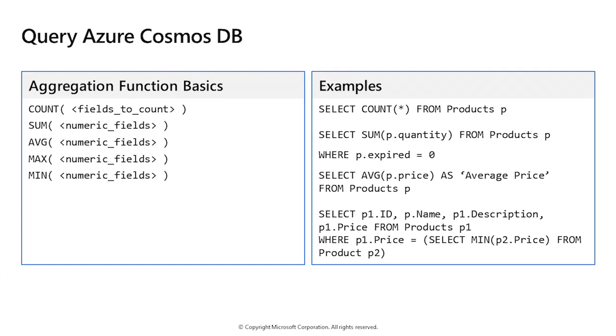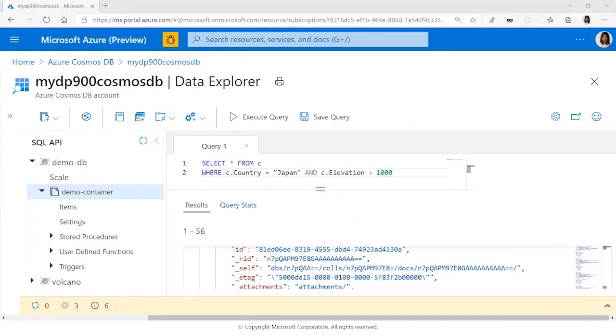So if we go back to the Azure portal, let's have a look at how we can use some of these aggregate functions to again query our volcano data. So I'm back in my Data Explorer, and now let's use some of those aggregate functions to query our container. So I'm going to use the count one, and I'm going to try and count all the volcanoes in Japan, for example. So let's see what we can do.